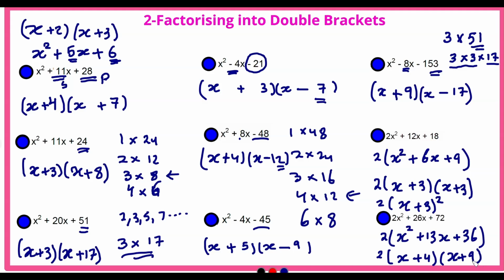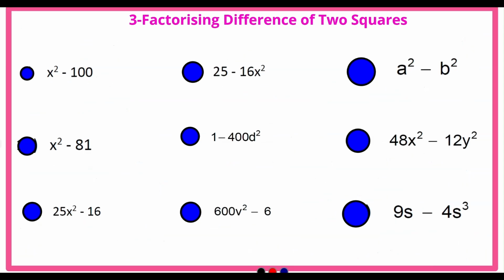4 times 9 is 36. 4 and 9 is 13. And you leave it like that. So this is factorizing into double brackets. Double brackets. You look here.